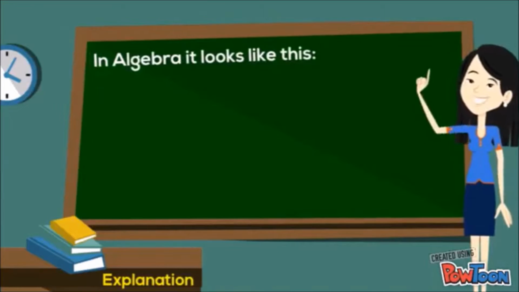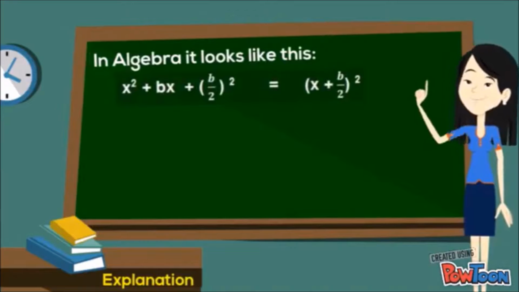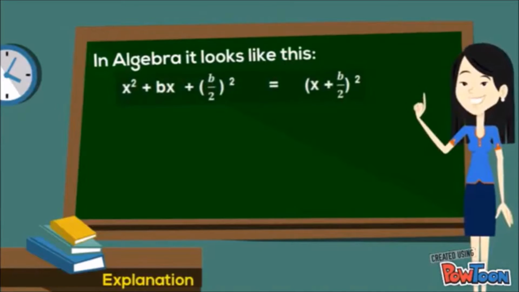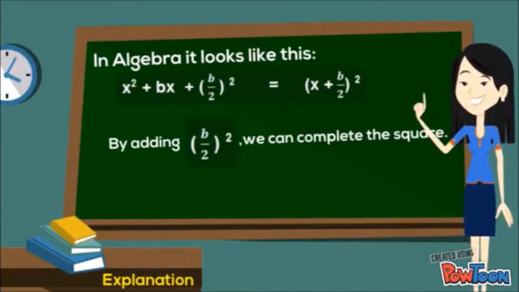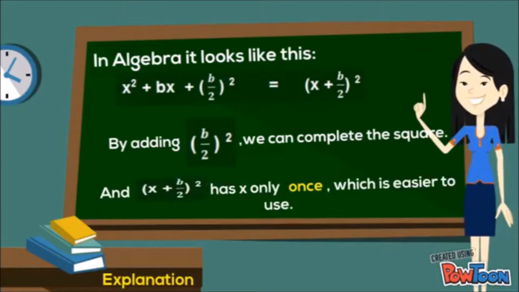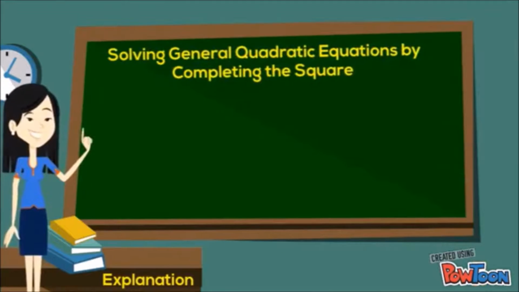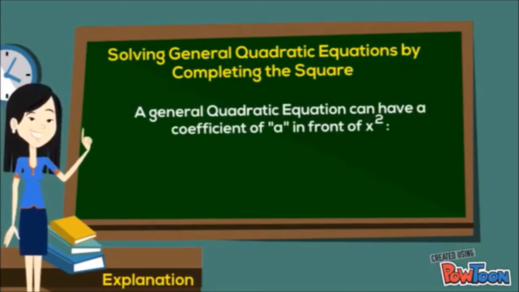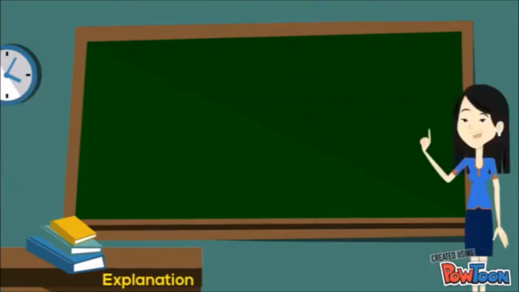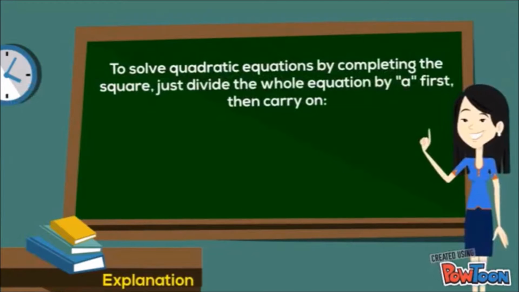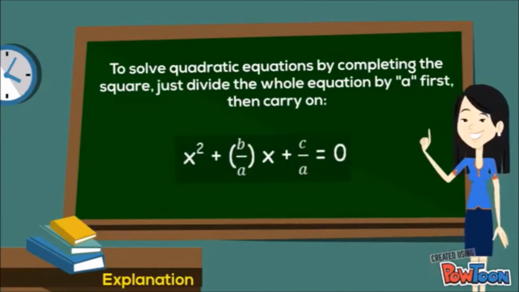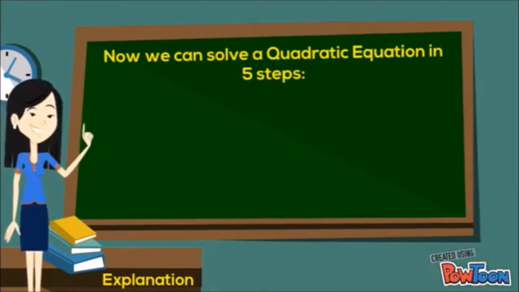In algebra, it looks like this. So by adding the quantity of b over 2 squared, we can complete the square. And the quantity of x plus b over 2 raised to the second power has x only once, which is easier to use. Solving general quadratic equations by completing the square: just divide the whole equation by a first, then carry on. Now, we can solve quadratic equations in 5 steps.